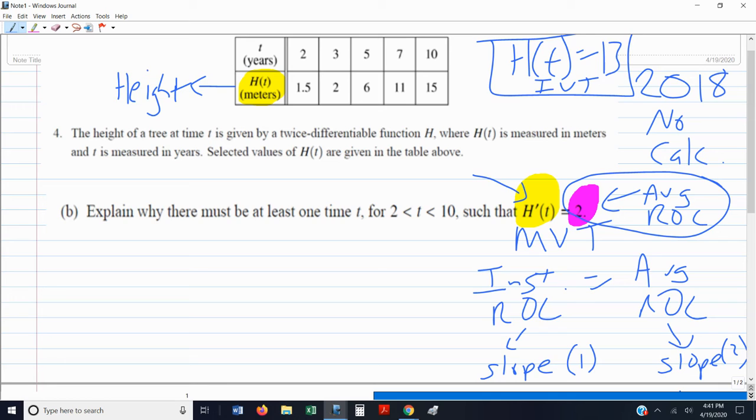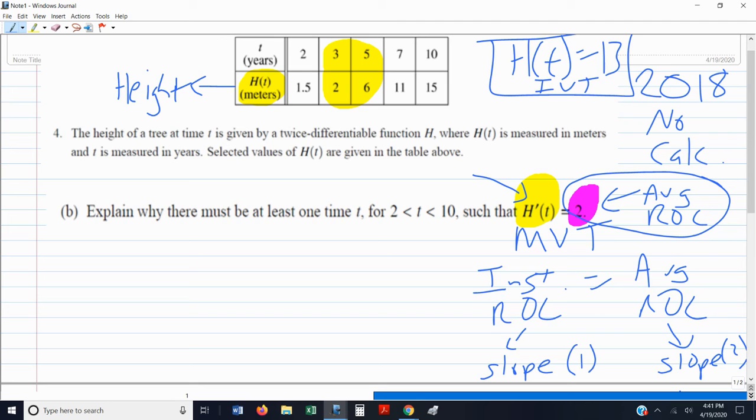So I'm going to give you one that does not work. This one would be wrong, because when you find the slope, 15 minus 11 over 10 minus 7, that gives you 4 over 3. So that does not give you an average rate of change of 2. But take a minute and see if you can find where the average rate of change is 2. That is going to happen here.